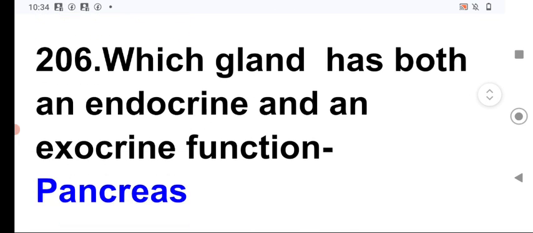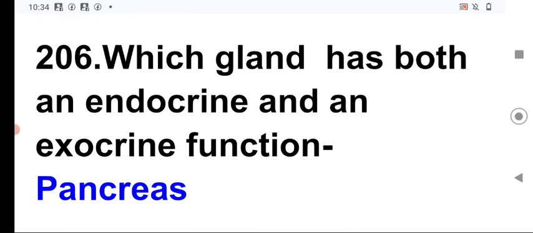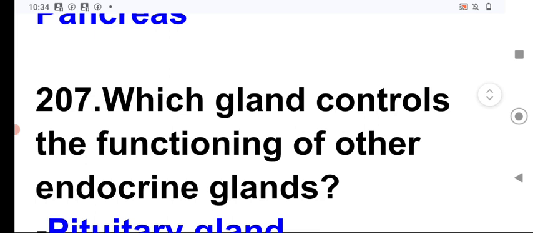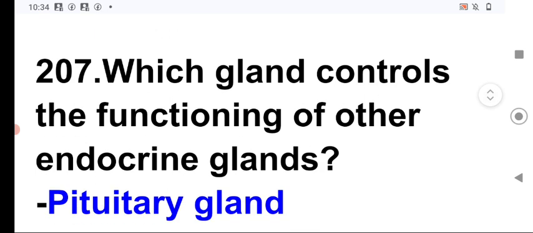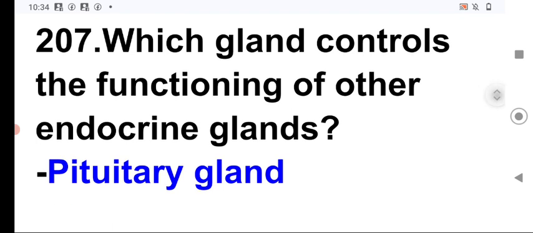Next, which gland has both an endocrine and exocrine function? It is the pancreas, which has both an endocrine and an exocrine function. And as an endocrine gland, it secretes the important hormone insulin. Next, which gland controls the functioning of the other endocrine glands? It is the pituitary gland, which controls the functioning of the other endocrine glands.